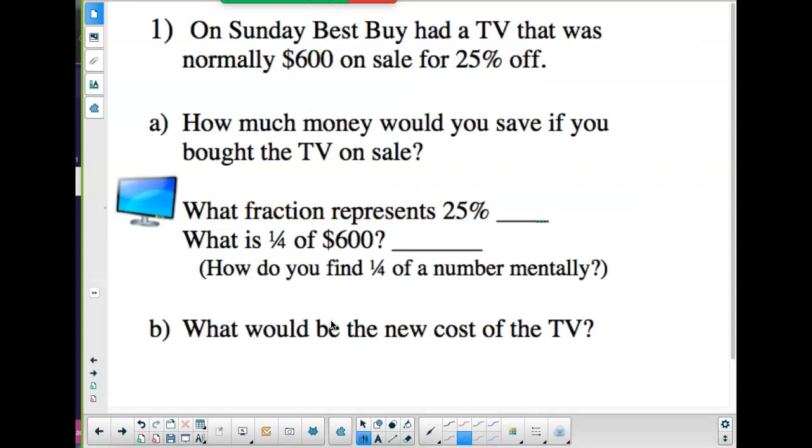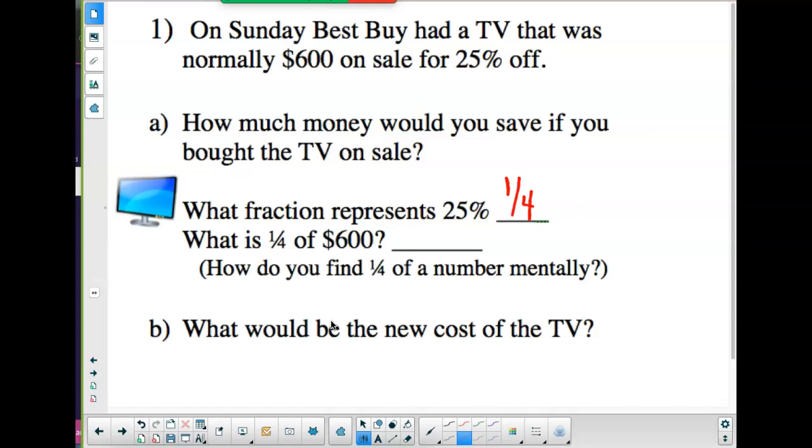Okay? So on Sunday, Best Buy had a TV that was normally $600 on sale for 25% off. The question is, how much money would you save if you bought the TV on sale? So let's start here. What fraction represents 25%? 25% is what fraction, Lily? 1/4. So we need to find 1/4 of 600.